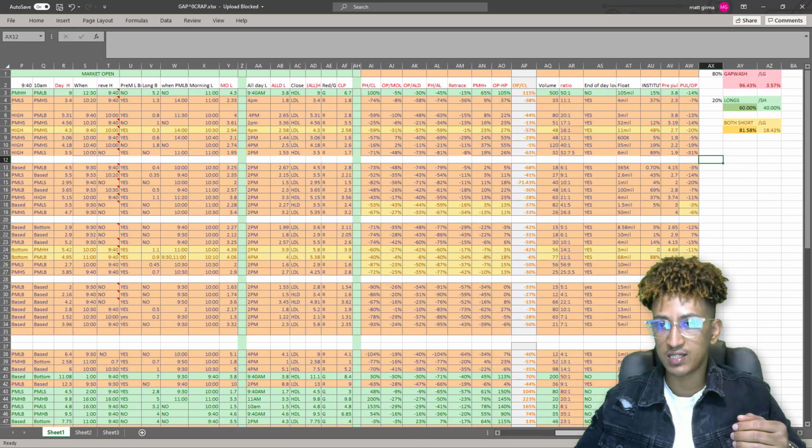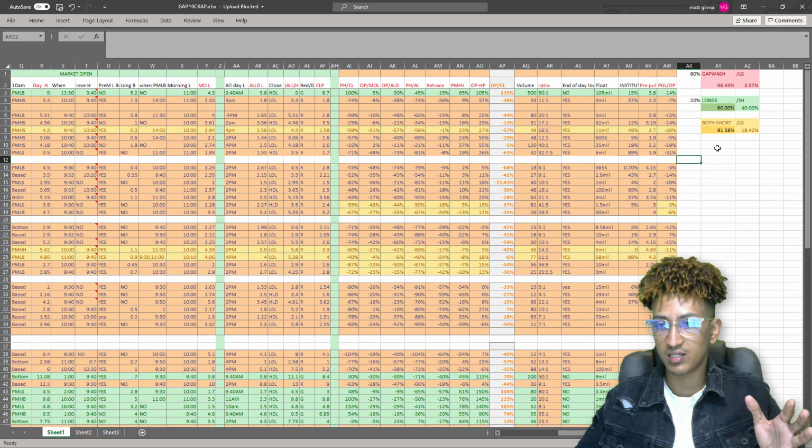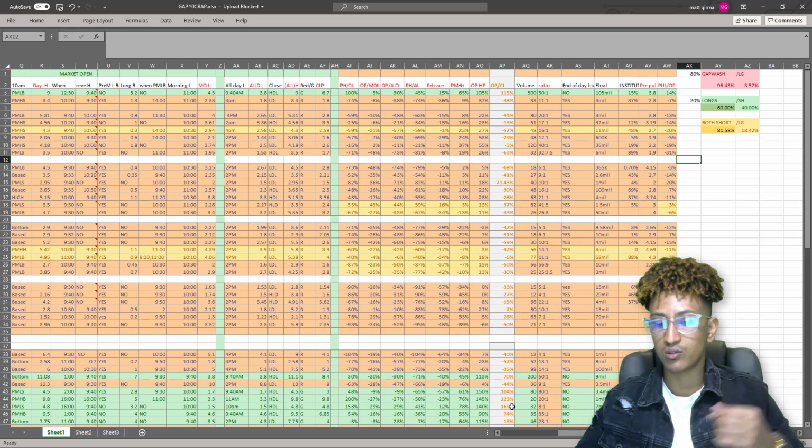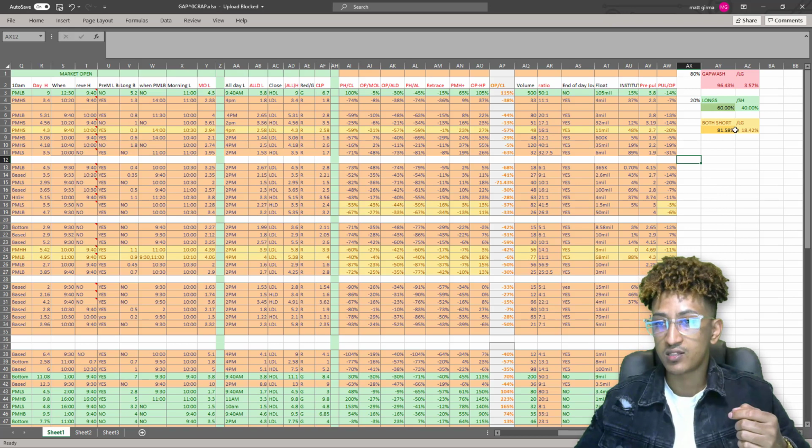Now, what I found here, combining everything that I collected, is that 81% of the time they actually close red if they meet those requirements. 18% of the time, they go and close green on a day. But the ones that close green on a day, we know they're good long plays because they close 200% or higher, right? So we know 80%.